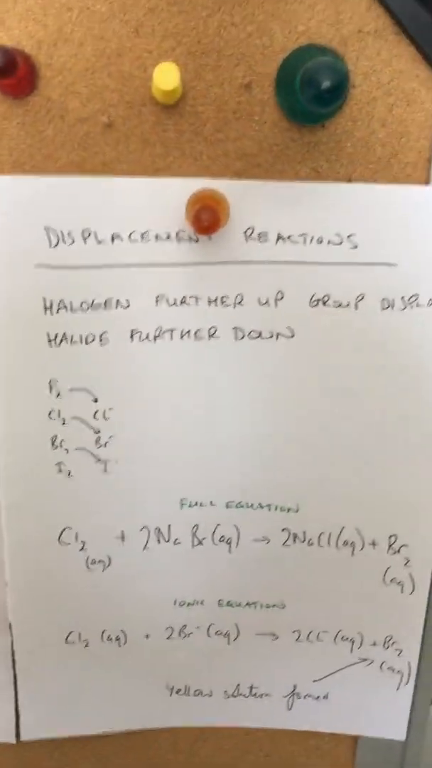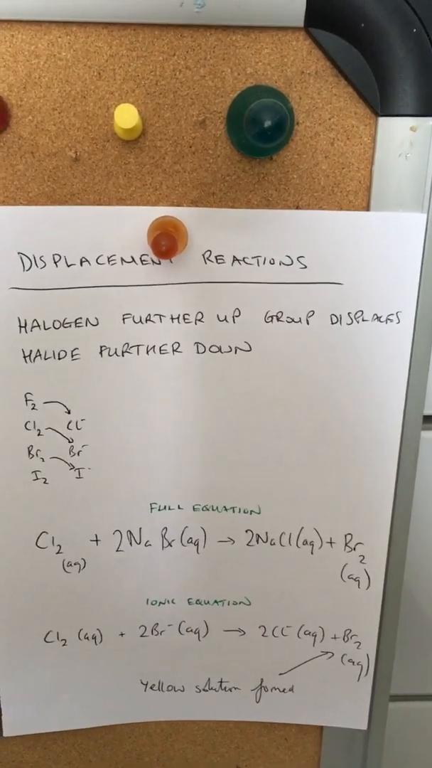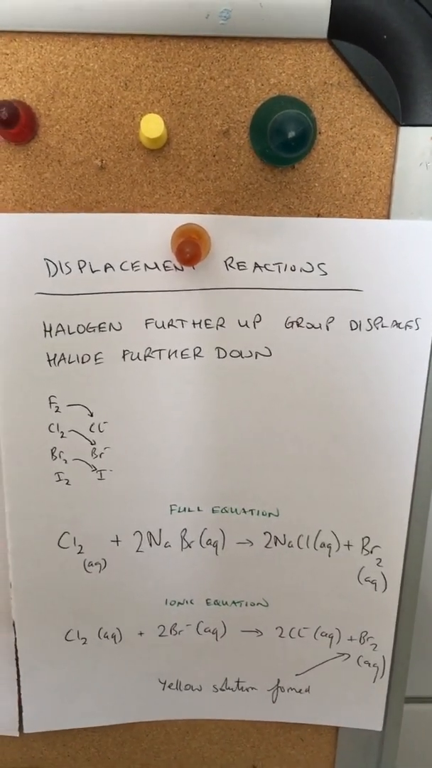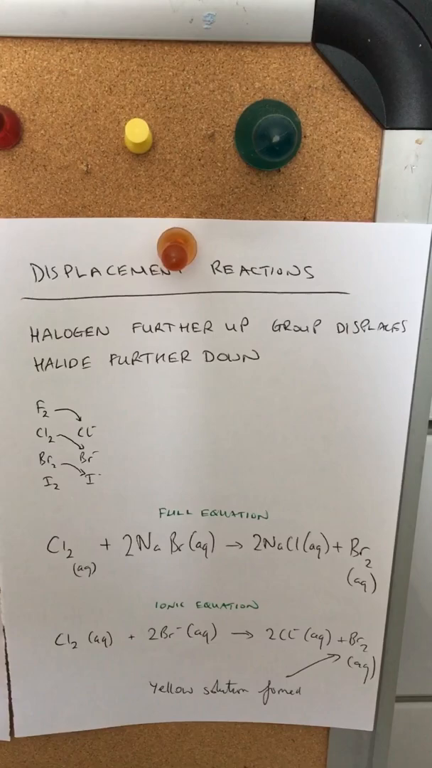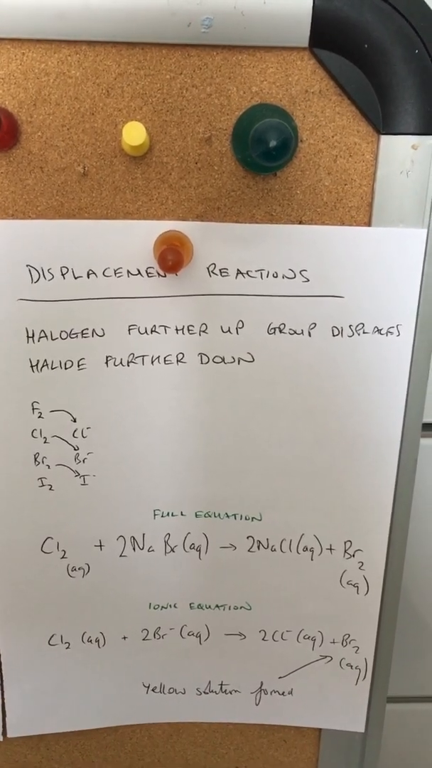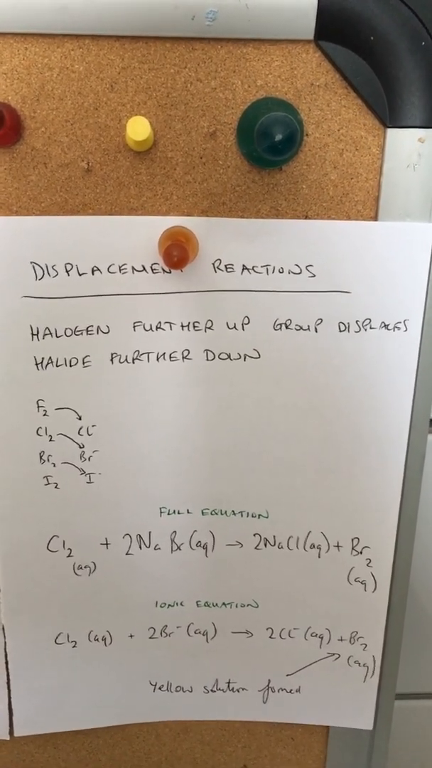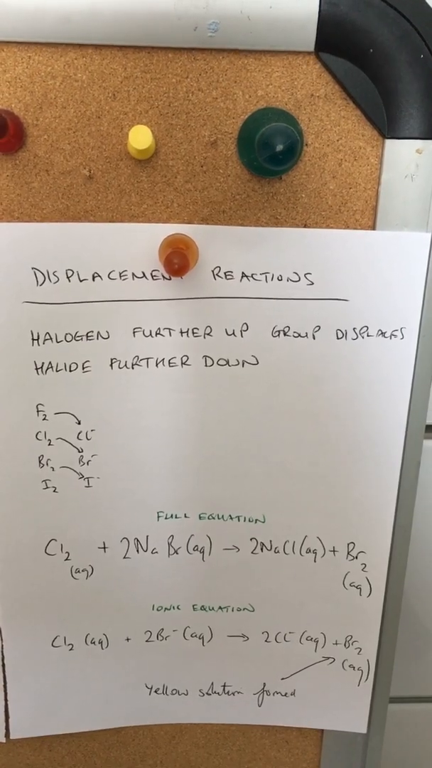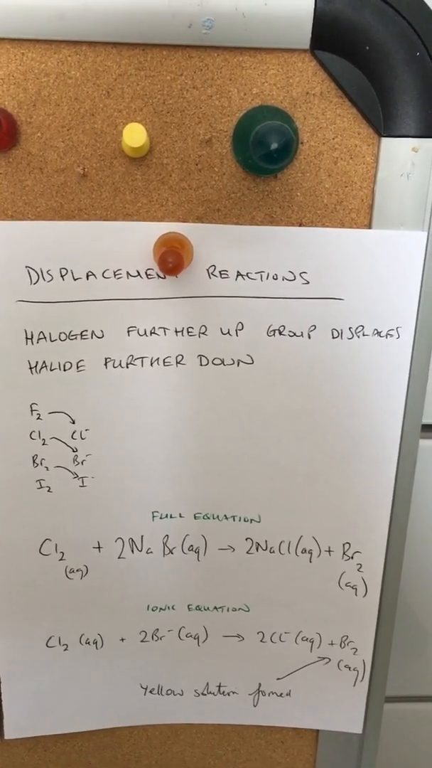And finally, we've got displacement reactions, which links to oxidizing agents and oxidizing ability. So halogens further up the group displace halides further down the group. So fluorine will displace all of the halides, chloride, bromide and I minus. And chlorine will displace bromide and iodide, and bromine will displace iodide only.